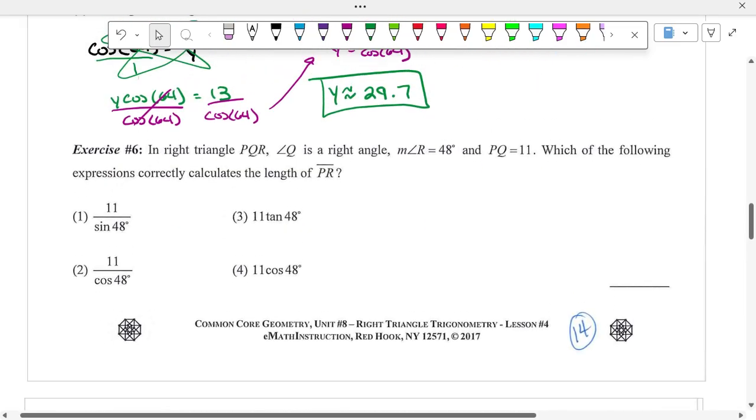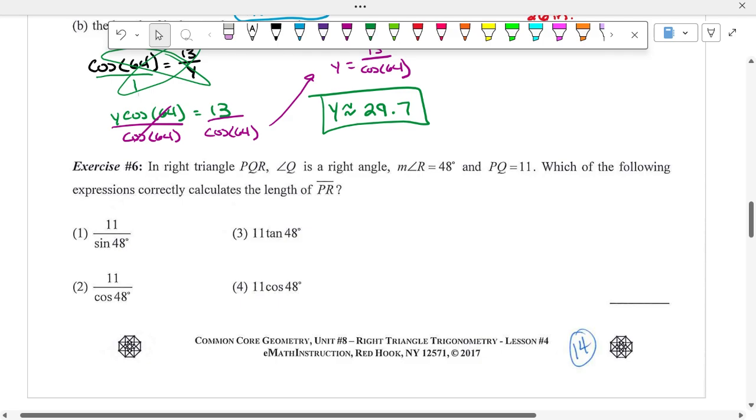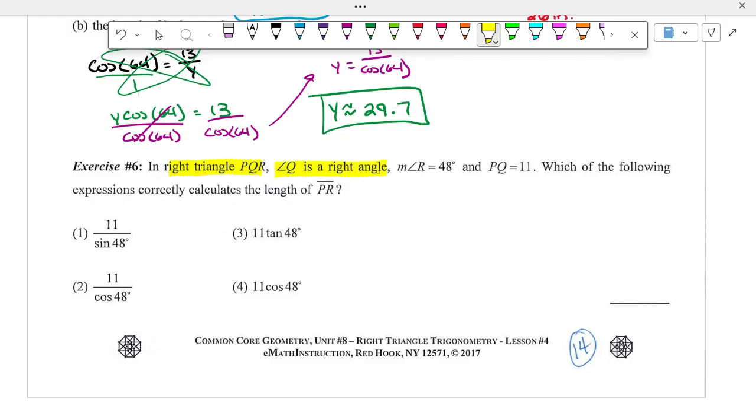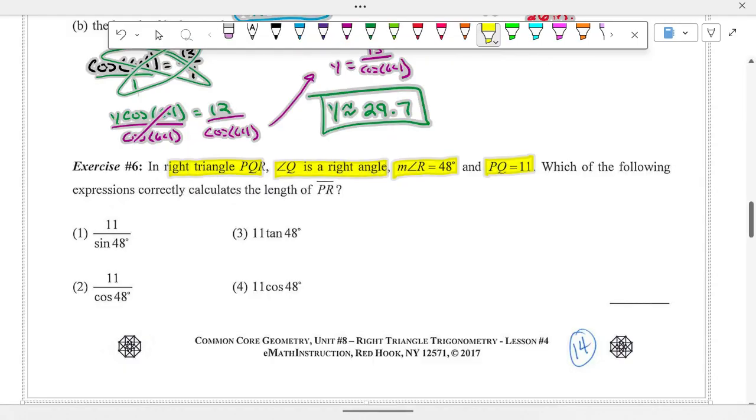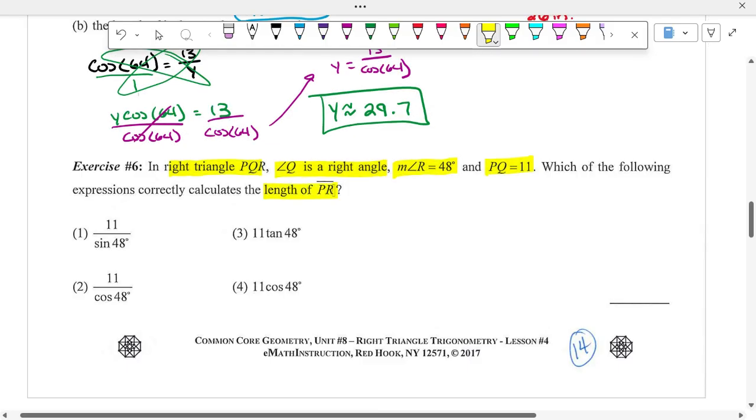All right, last one. So in the right triangle PQR, so we have a right triangle PQR. Angle Q is the right angle. Angle R is 48 degrees. PQ is 11. And they want to know which expression correctly calculates the length of PR. All right, so first off, what do I always tell you if you don't have a picture? What are you supposed to do? Draw it.